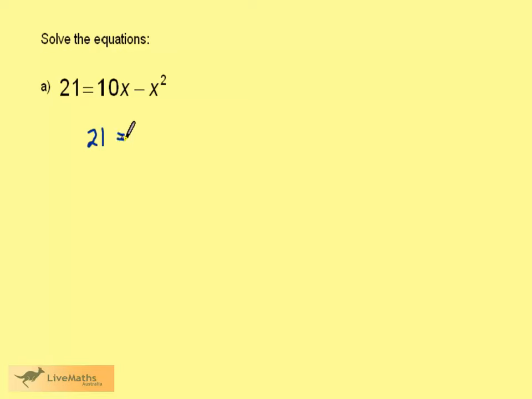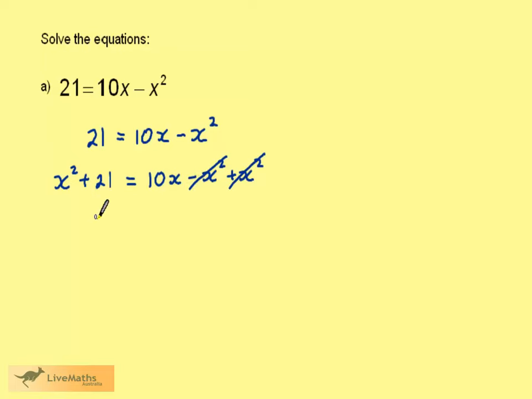Start with 21 is equal to 10x take away x squared. Adding x squared to both sides of this equation gives x squared plus 21 is 10x minus x squared plus x squared, and the x squareds will cancel out.